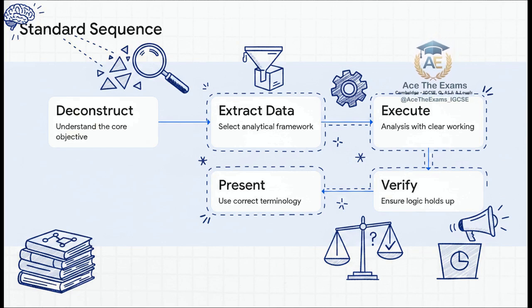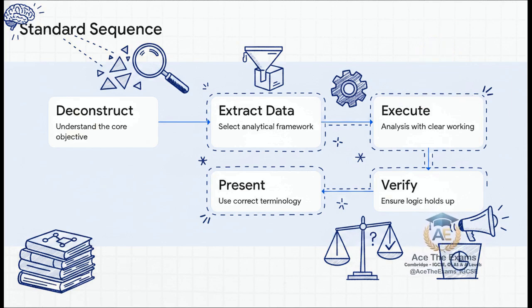Second, extract the relevant data and select your framework. Third, execute the analysis with clear, documented working. Fourth, verify your results. And fifth, present it correctly using standard symbols. This standardized sequence is your ultimate safety net. It dramatically reduces your cognitive load and stops that panic dead in its tracks.